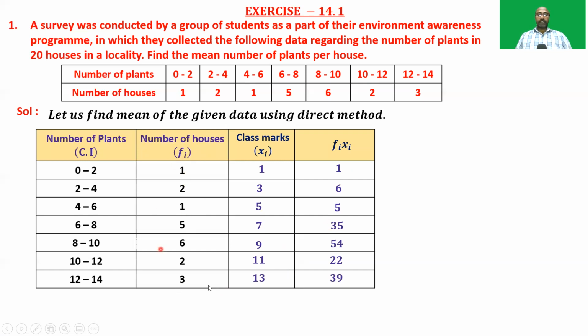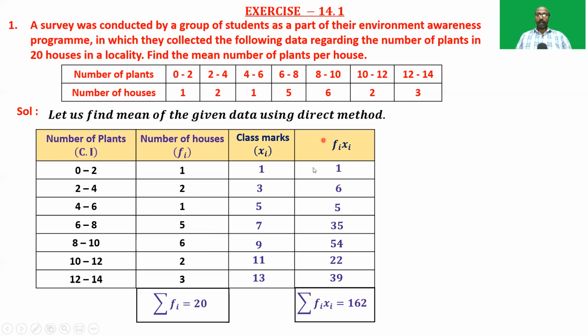Now, the sum of these frequencies is denoted by sigma fi is equal to 20. That is 3 plus 2, 5, 6, 11, 16, 17, 18, 19, 20. And the sum of the values of fi xi, sigma fi xi, is equal to 162. This is the sum of all these values of fi xi.